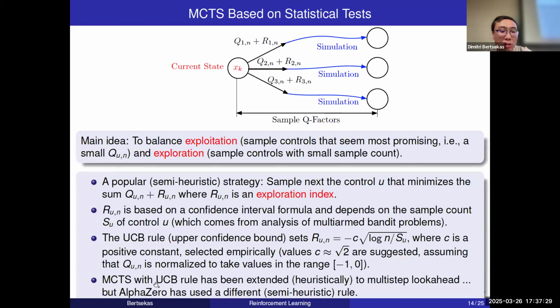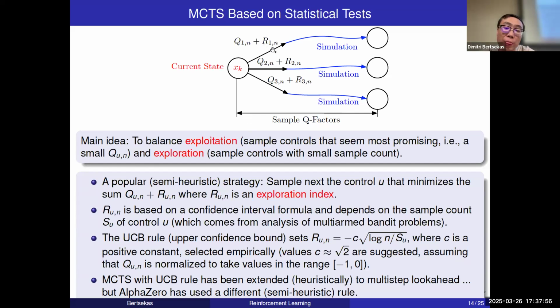Monte Carlo Tree Search with the UCB rule has been extended somewhat heuristically to multi-step lookahead, and in some important application contexts it has been useful. One example is AlphaZero, but in fact, AlphaZero used a different formula, which again is based on a heuristic argument.